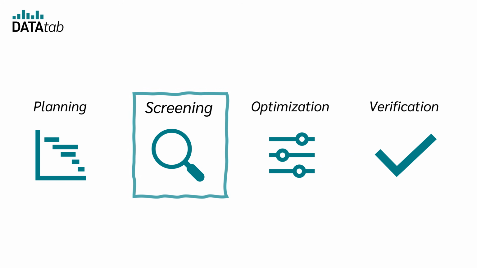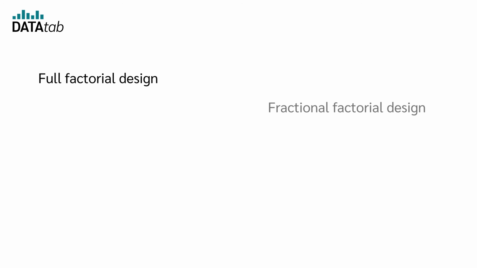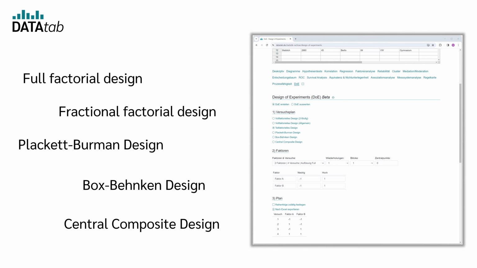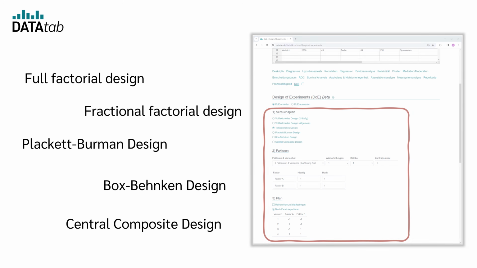Depending on whether we are in the screening step or the optimization step, there are different types of design. The best known are full factorial design, fractional factorial design, Plackett-Burman design, Box-Behnken design, central composite design. Of course, you can create all these types of designs online at datatab.net.